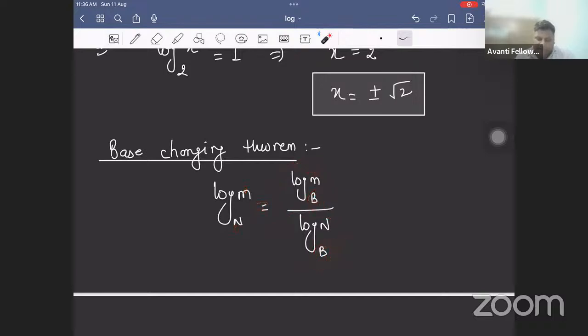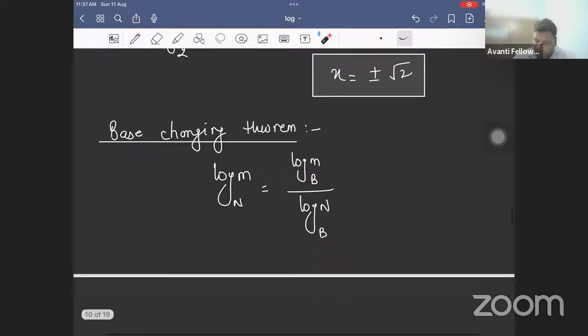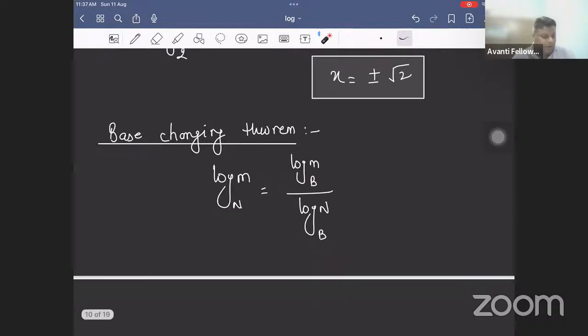See, this value is log m base n. So it has nothing to do with which base this is. It can be 10, it can be 20, it can be e, it can be anything. So this base has nothing to do with this number. So the quotient of the logarithm of two numbers is independent of their common base.